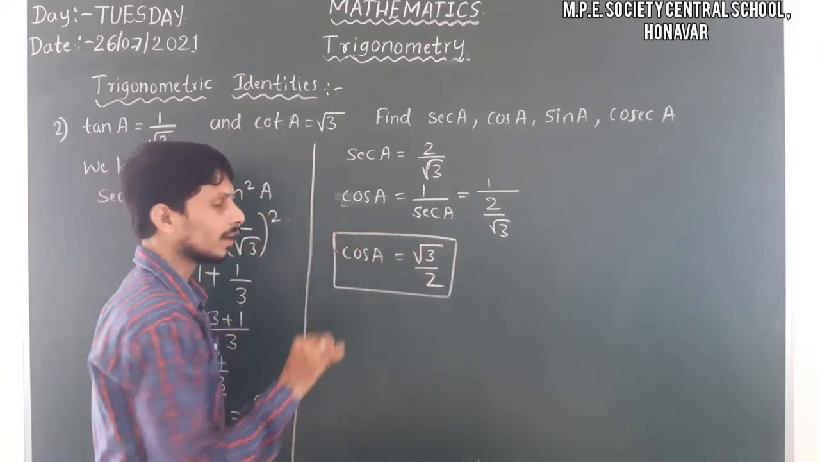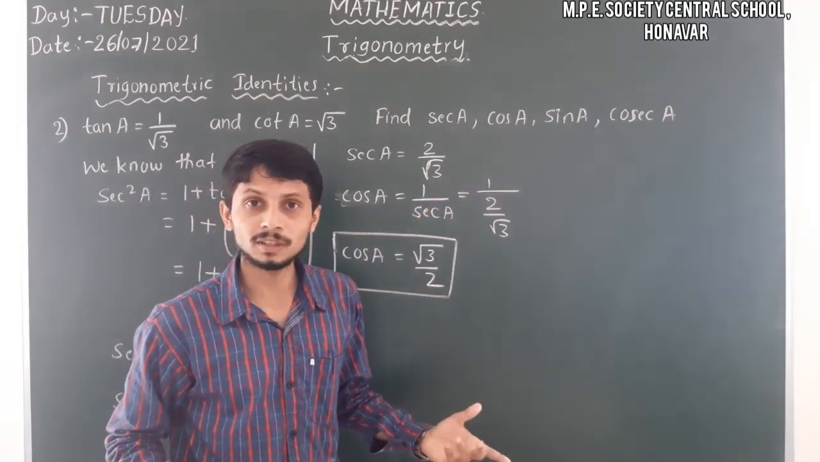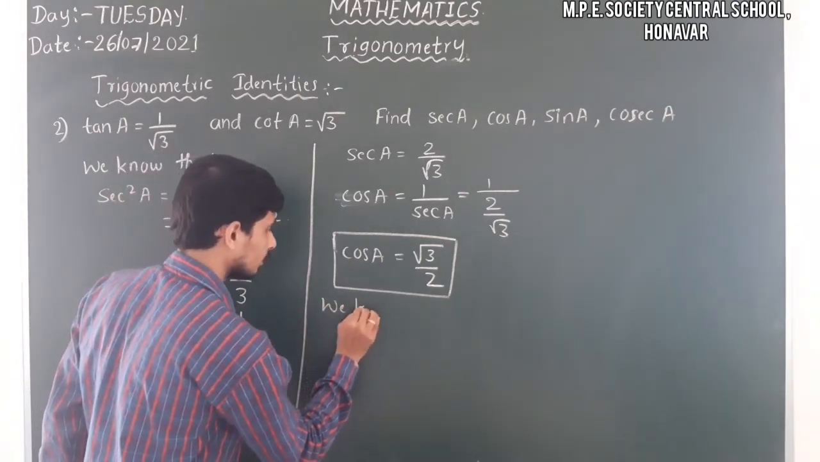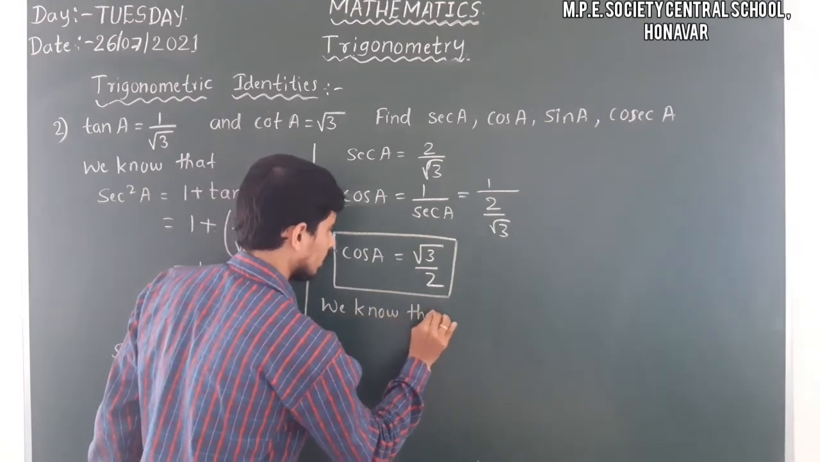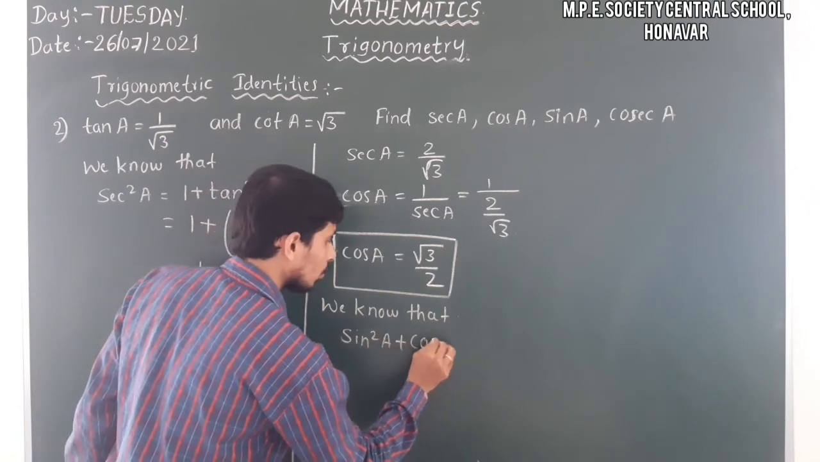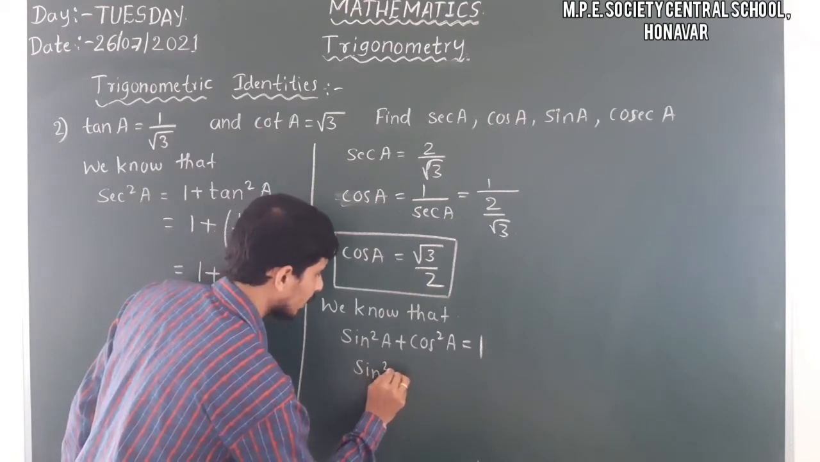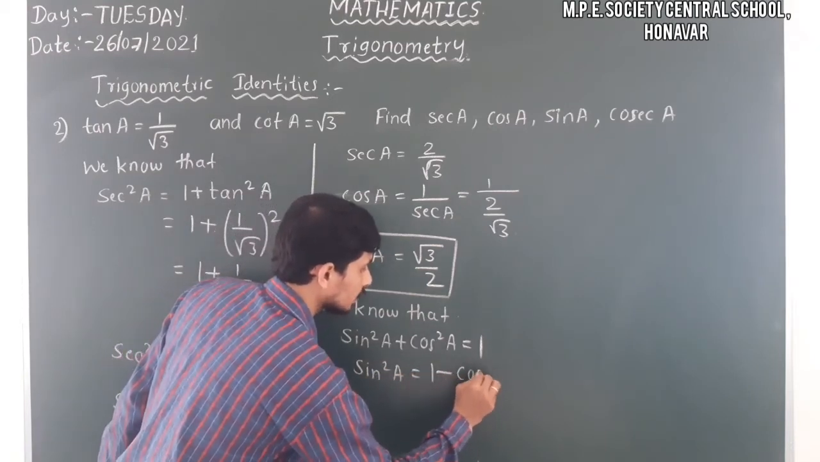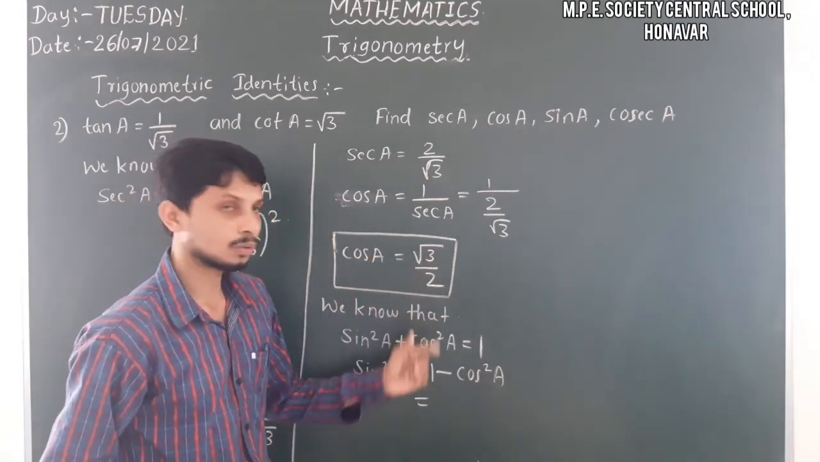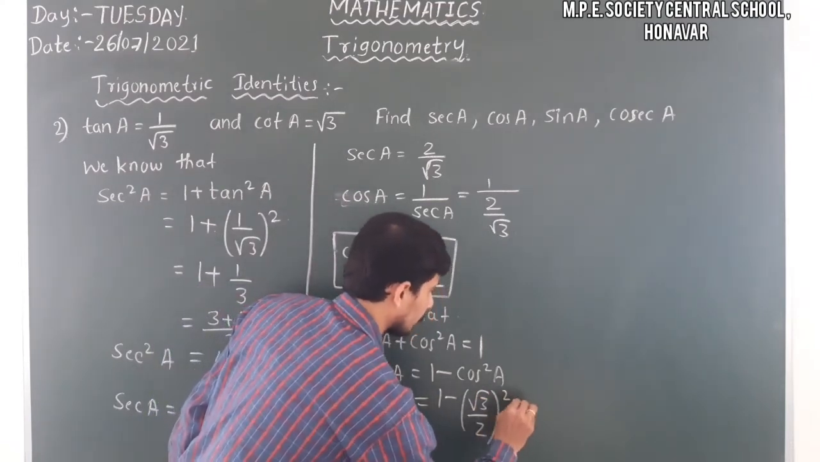Here we got the value of cos a, so using cos a we can find the value of sin a using the first trigonometric identity. We know that sin square a plus cos square a is equal to 1. Then sin square a is equal to 1 minus cos square a. Substitute the value of cos a, that is root 3 by 2: 1 minus root 3 by 2 whole square.